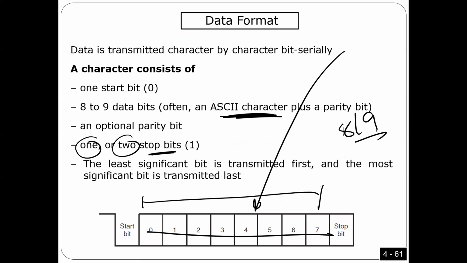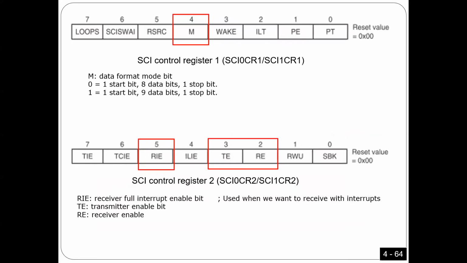How can I tell SCI I want 8 or 9 bits? Very simple. You have 1 bit here. As you see, there is only 1 bit in this register. As I told you, for every register we have 2 of them, 1 for SCI0, 1 for SCI1. If you put 0 in this bit, you are telling SCI, I want to transmit 8-bit data. If you put 1, you are telling SCI, I'm going to transmit 9-bit data. Okay, guys, any questions?